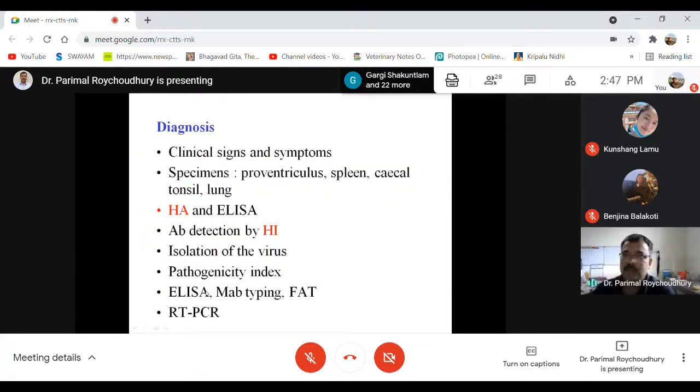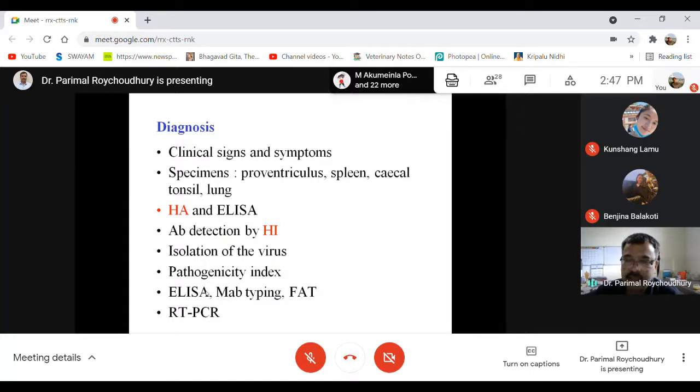So coming to diagnosis, clinical signs and symptoms, no doubt, can give us some information about the disease, including the postmortem lesions, but it needs to be differentially diagnosed from diseases like avian influenza or bird flu. Even in case of IBD and infectious laryngotracheitis virus infection, sometimes some confusion occurs. So we need to go for laboratory tests for detection and diagnosis.